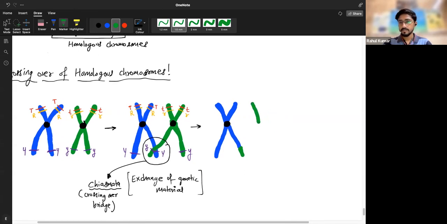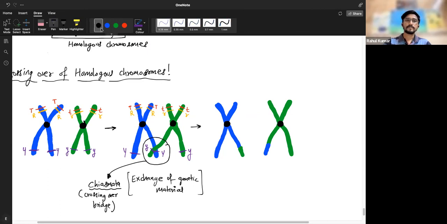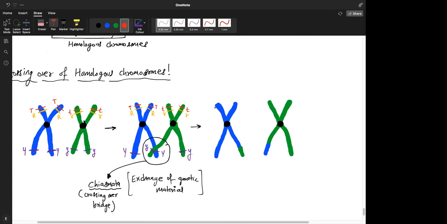And similarly, the other homologous chromosome also has one normal arm, and at the other arm that part will be attached. Is it clear? Zaid? Is this clear? Now let's come to the alleles.